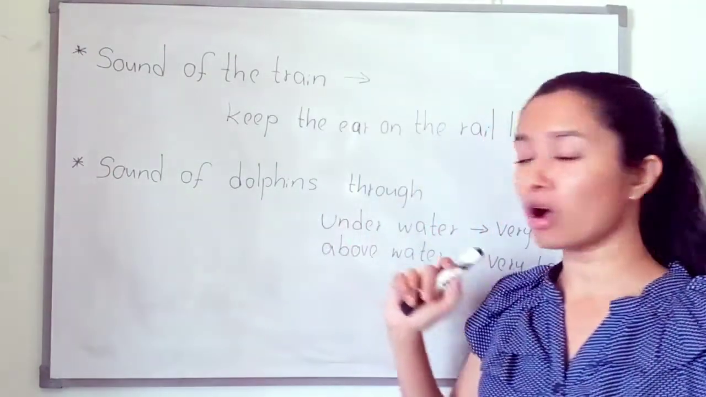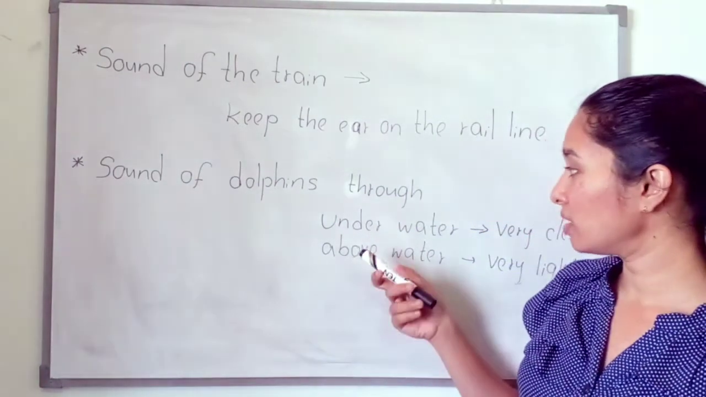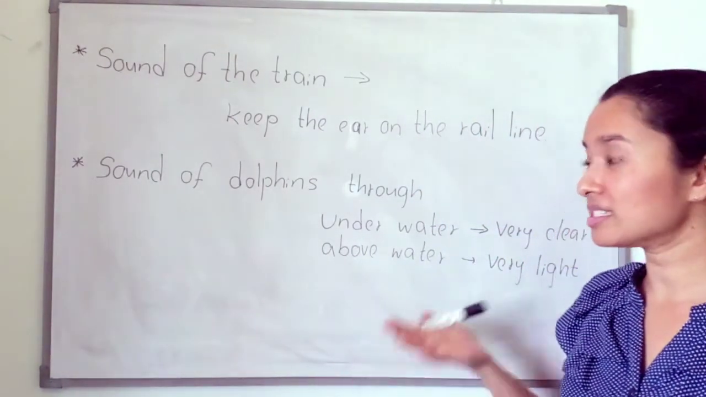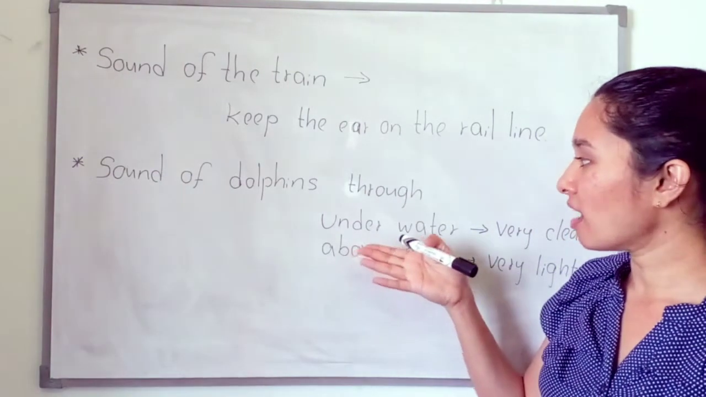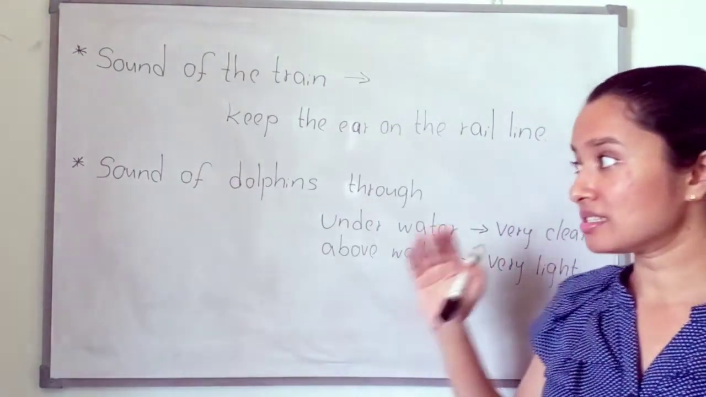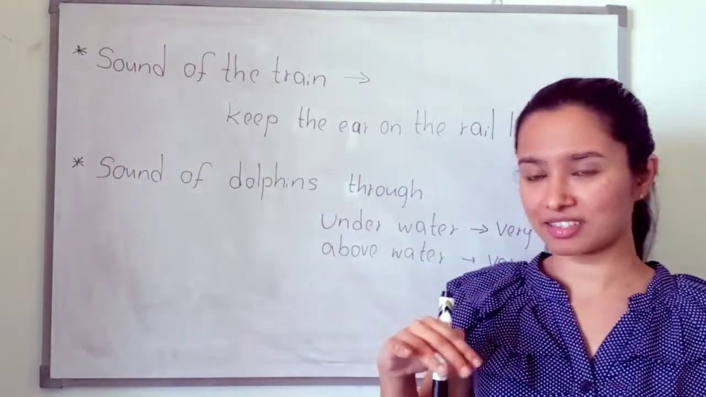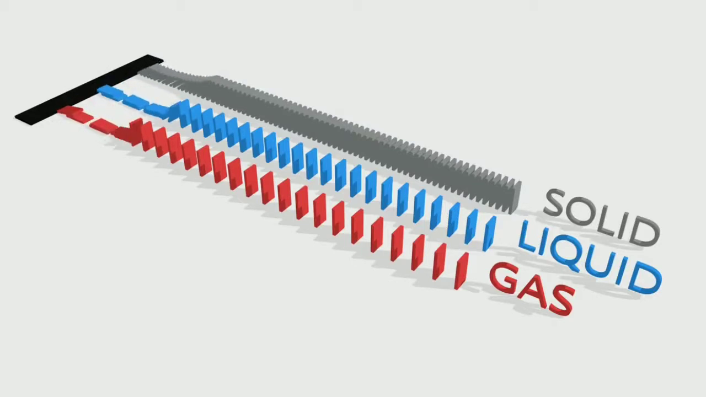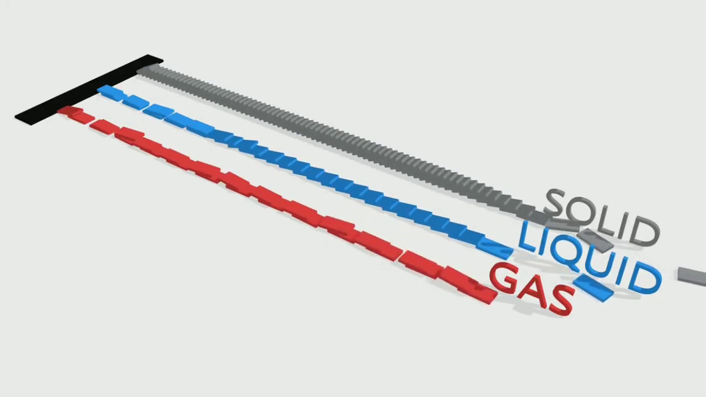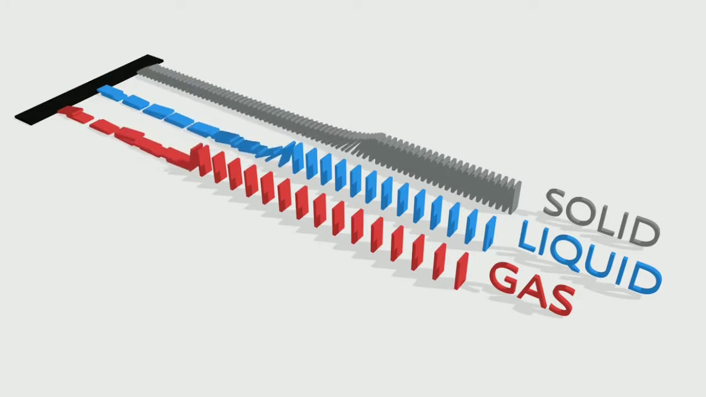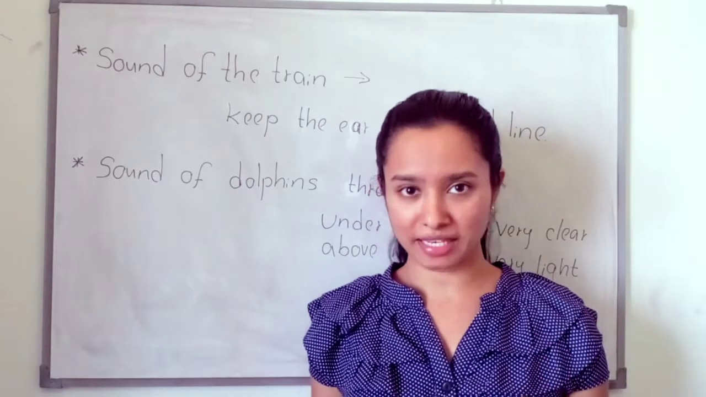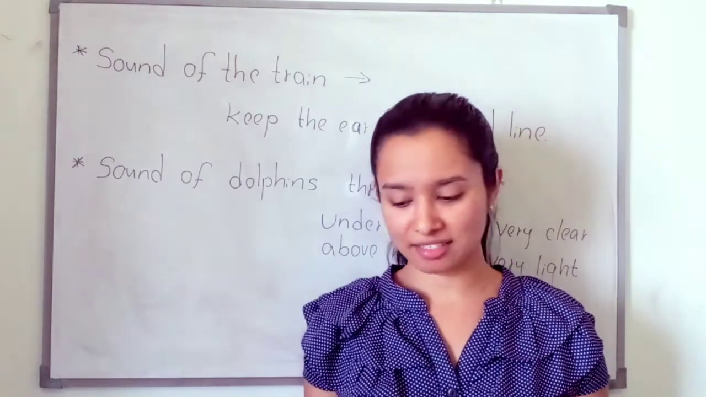Then the sound of dolphins. The sound of dolphins underwater is very clear compared to above water, because sound travels through water faster than air. Now you know that the speed of propagation of sound through solid, liquid and gaseous media is different from each other. Sound propagates faster in solid media than in liquid and gaseous media.